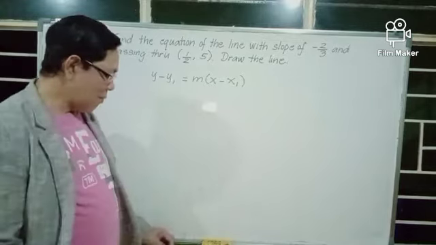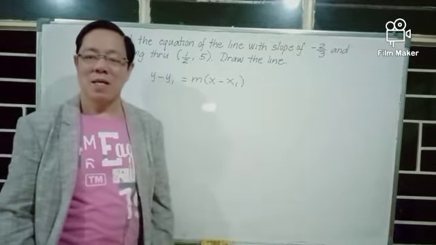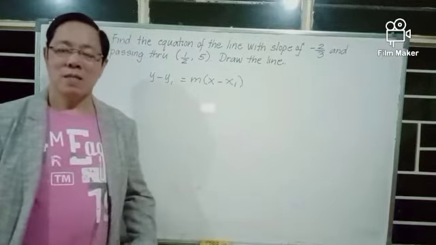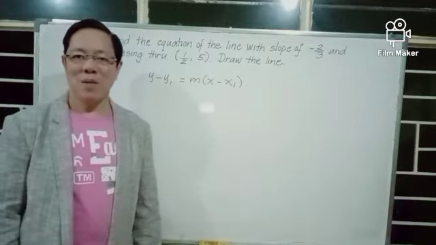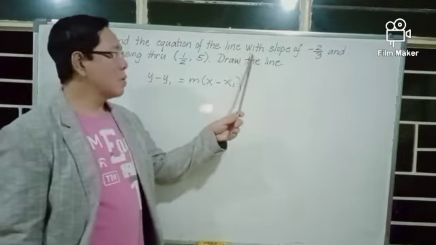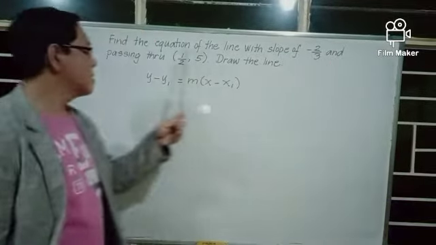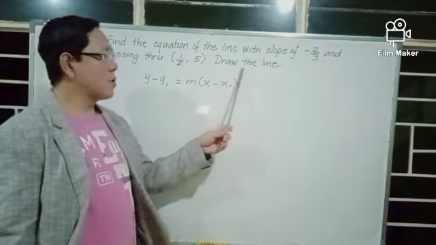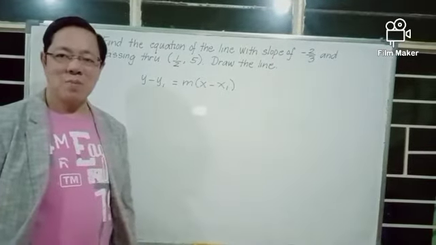Now we take an example for using this slope-point form of the equation of a line, to find the equation of the line given the slope and one point on the line. Consider the following problem. Find the equation of the line with a slope of negative 2/3 and passing through (1/2, 5). Draw the line. So we are asked to find the equation of the line.